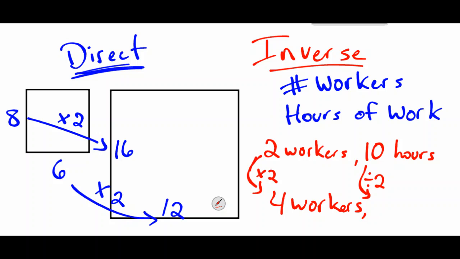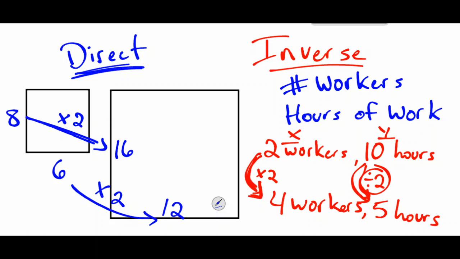So as this number goes up, I'm going to call that my x here. As that goes up, my y is actually going to decrease by that same factor. It's going to be divided by 2. It should take 5 hours. This is an inverse relationship because as this one increases, this one decreases by the same factor. The shape example is direct because as that increases by a factor of 2, this also increases by a factor of 2.